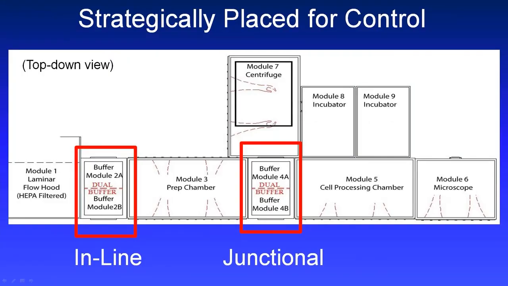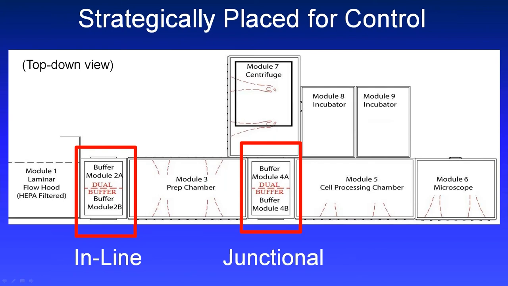We place them in strategic places. The first we have them in between the laminar flow hood and the rest of the system. It might be in line there, or it might be a junctional one like you see in the middle here. A junctional one actually opens into other chambers, like off the back of the system or off the front of the system.